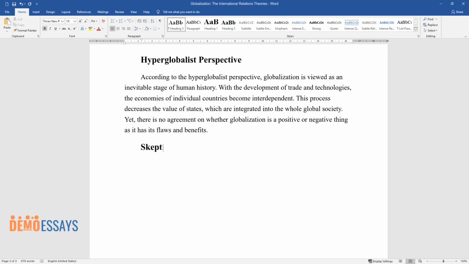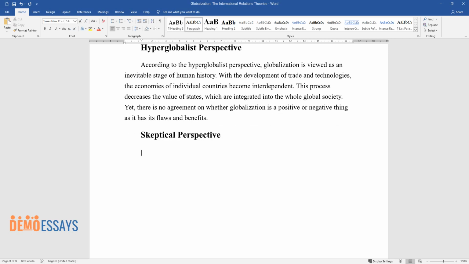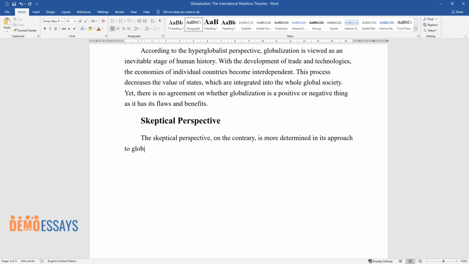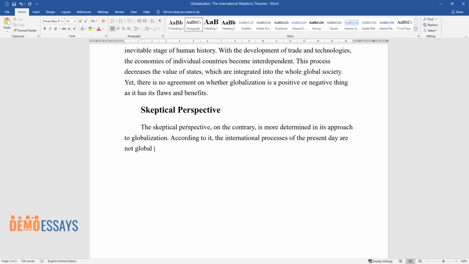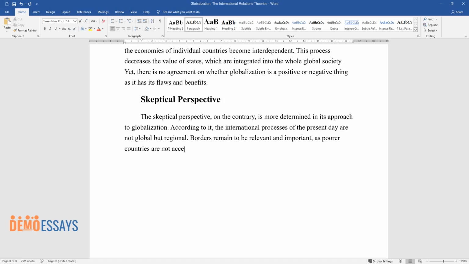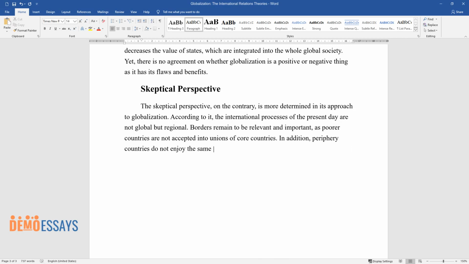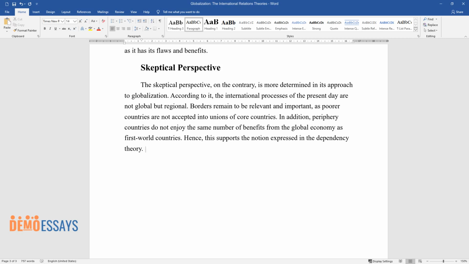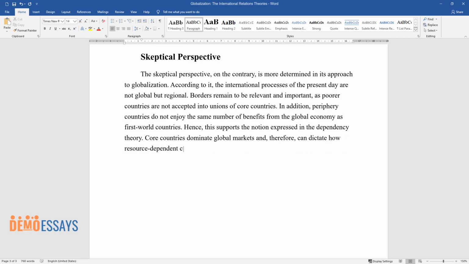Skeptical perspective. The skeptical perspective, on the contrary, is more determined in its approach to globalization. According to it, the international processes of the present day are not global but regional. Borders remain to be relevant and important, as poorer countries are not accepted into unions of core countries. In addition, periphery countries do not enjoy the same number of benefits from the global economy as first world countries. Hence, this supports the notion expressed in the dependency theory. Core countries dominate global markets and, therefore, can dictate how resource-dependent countries function.